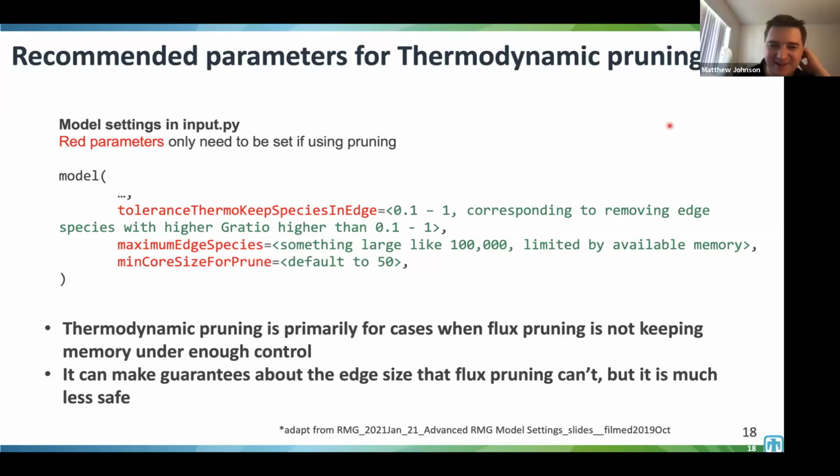It's important to understand that thermodynamic pruning is more of an emergency option. It's primarily for cases where the flex pruning is not keeping the memory under control enough. Because unlike the flex pruning, which has a lot of rules about how it's tracking the edge flexes and being careful about not removing stuff, the thermodynamic pruning can guarantee you edge size, which can help you control the memory better. But this algorithm is significantly less safe than flex-based pruning.